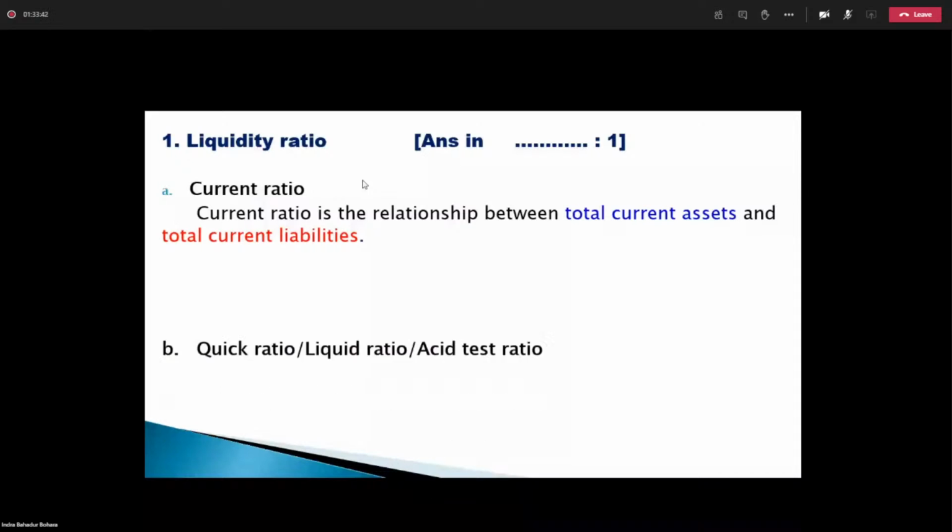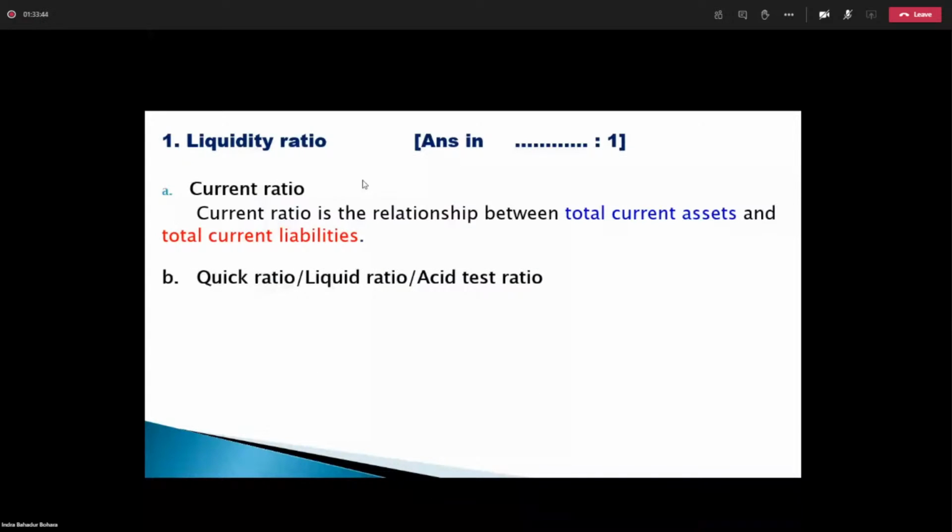Now, liquidity ratio consists of two ratios: current ratio, and liquid ratio or acid test ratio or quick ratio. Current ratio and quick ratio are the two ratios that fall under the liquidity ratio. Current ratio is the relationship between current assets and current liabilities.